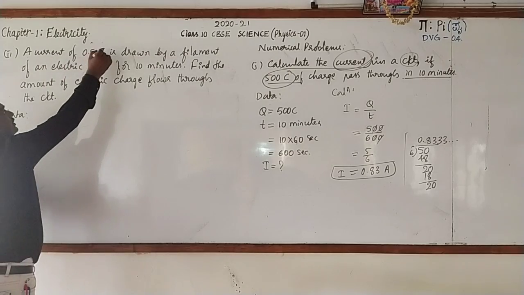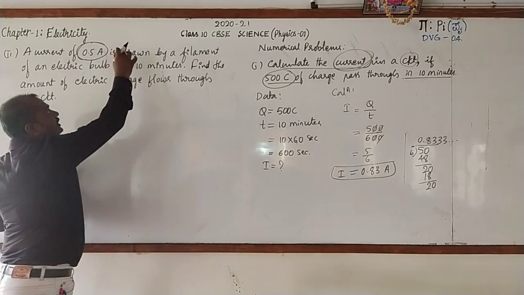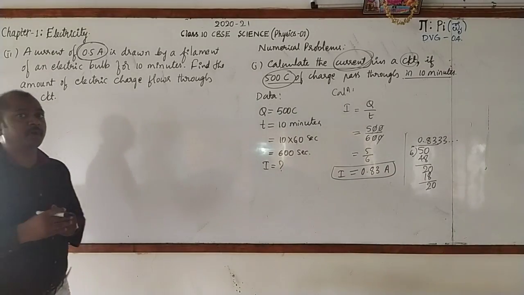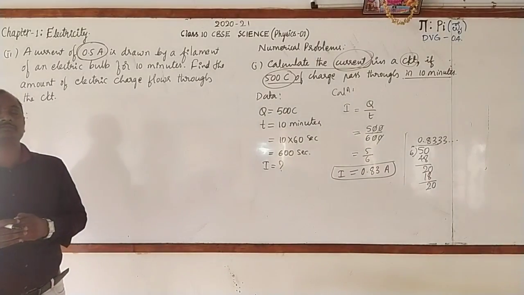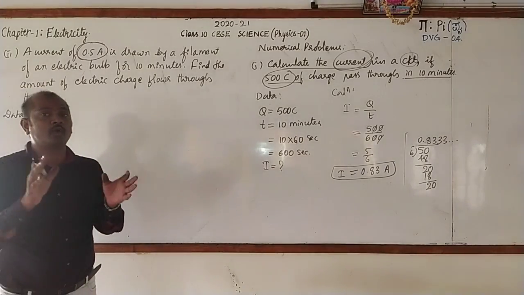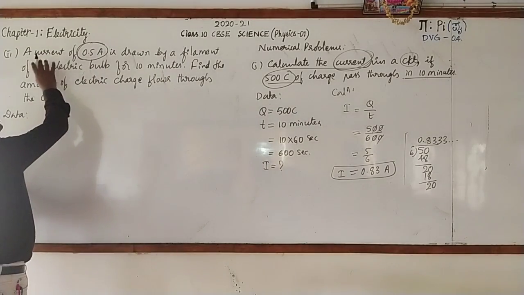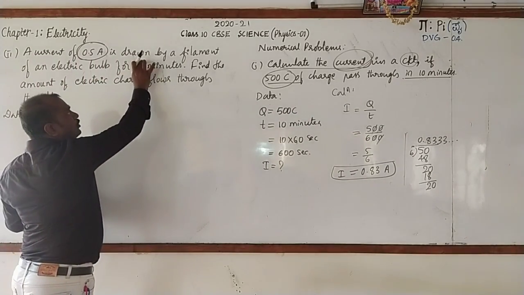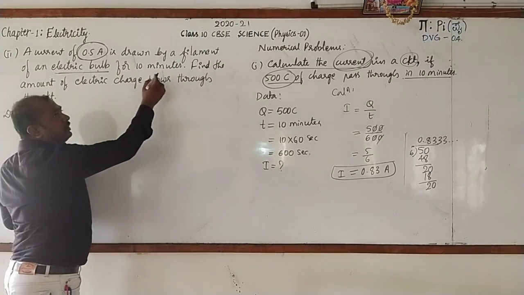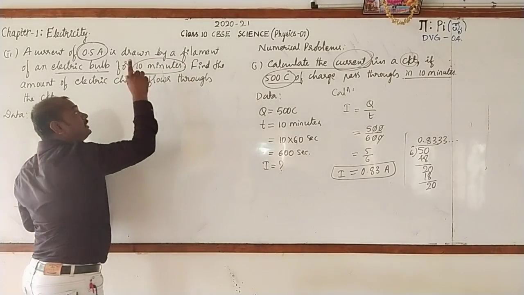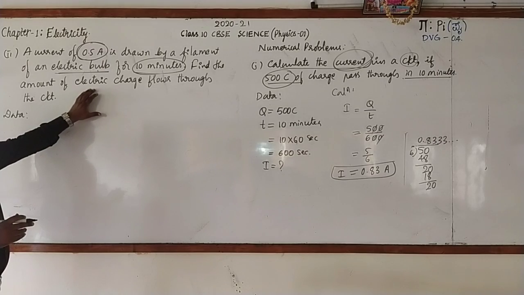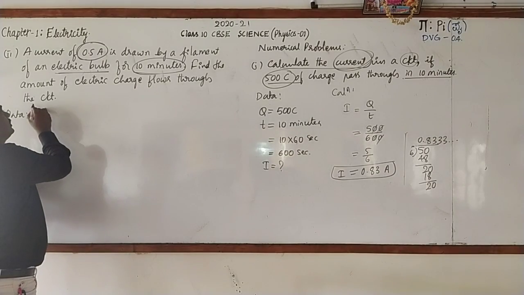A current of 0.5 amps is drawn by a filament. Filament, it may be the electric bulb filament. What is that? Tungsten. If it is the filament that is used in electric irons, it is nichrome. Got it? A current of 0.5 amp is drawn by a filament of an electric bulb for 10 minutes. If it is so, we are going to find out the amount of electric charge flowing through the circuit.